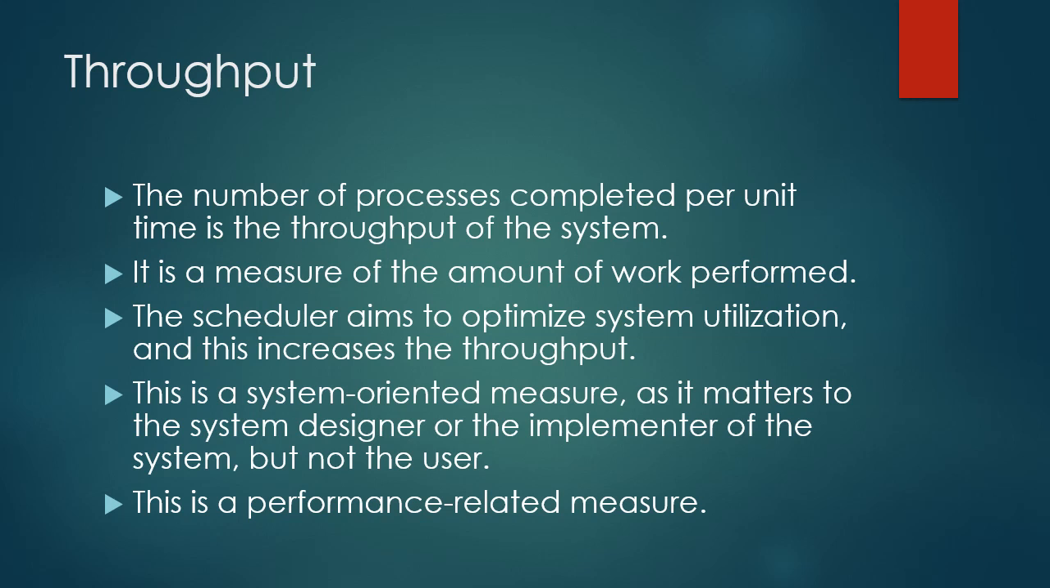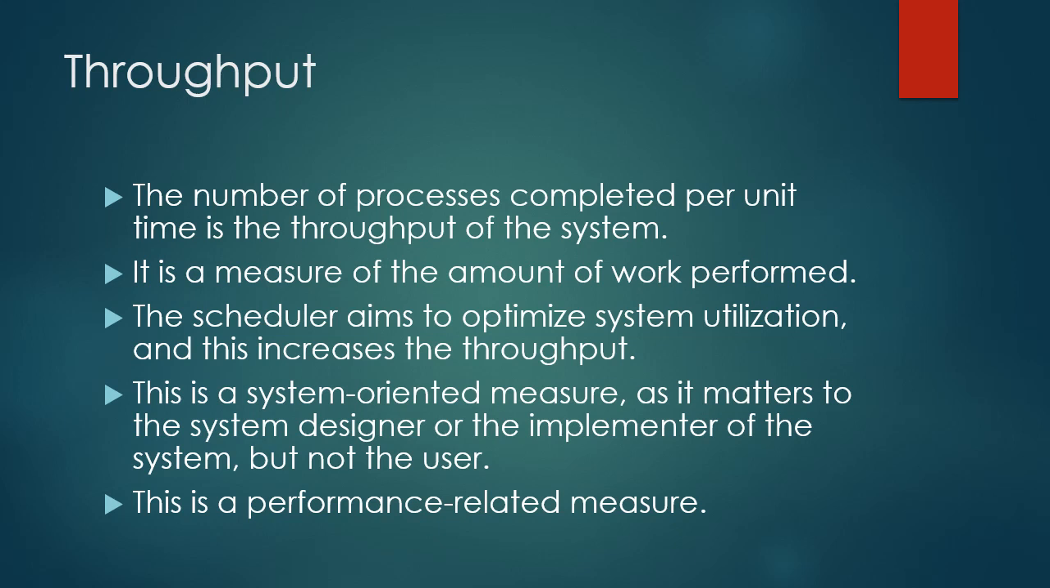Throughput. The number of processes completed per unit time is the throughput of the system. It is a measure of the amount of work performed. The scheduler aims to optimize system utilization, and this increases the throughput. We like systems with high throughput. Restaurant A services 5 customers in an hour. Restaurant B has the same number of waiters and cooks but services 7 customers in an hour. Obviously, the better system is Restaurant B.